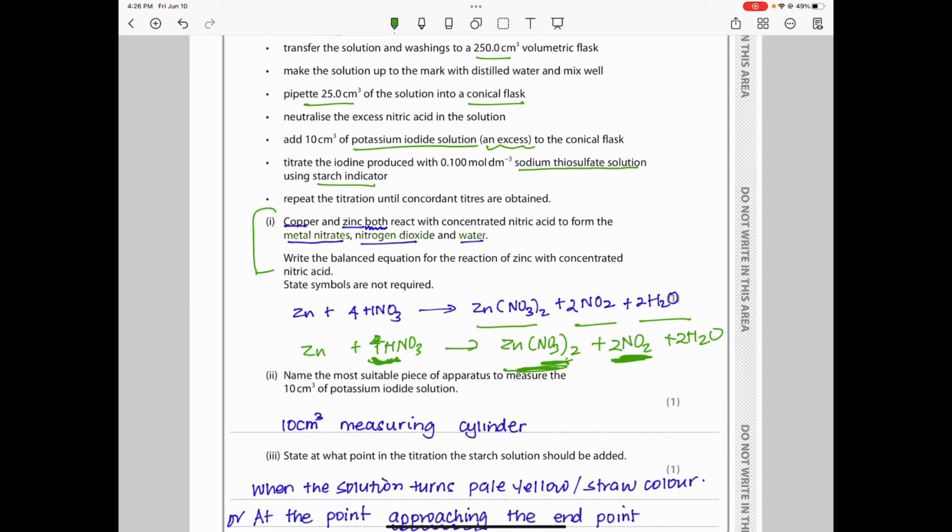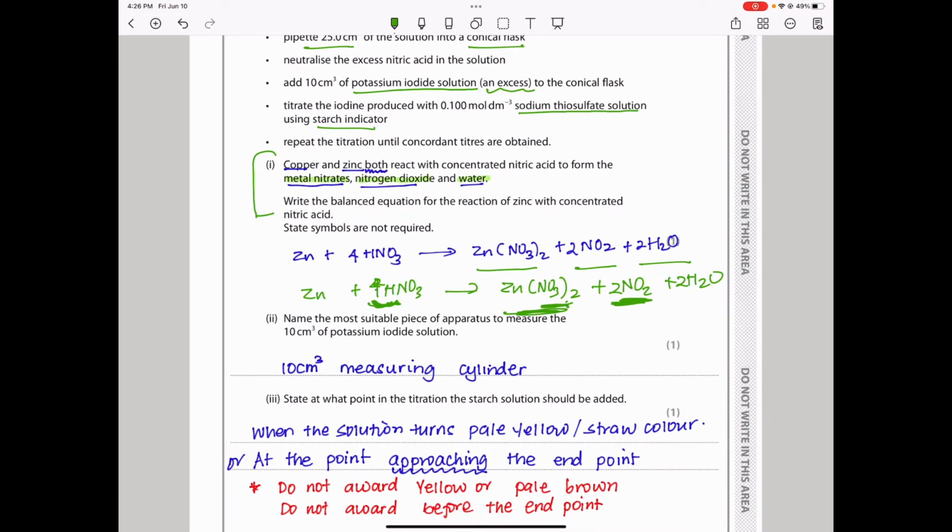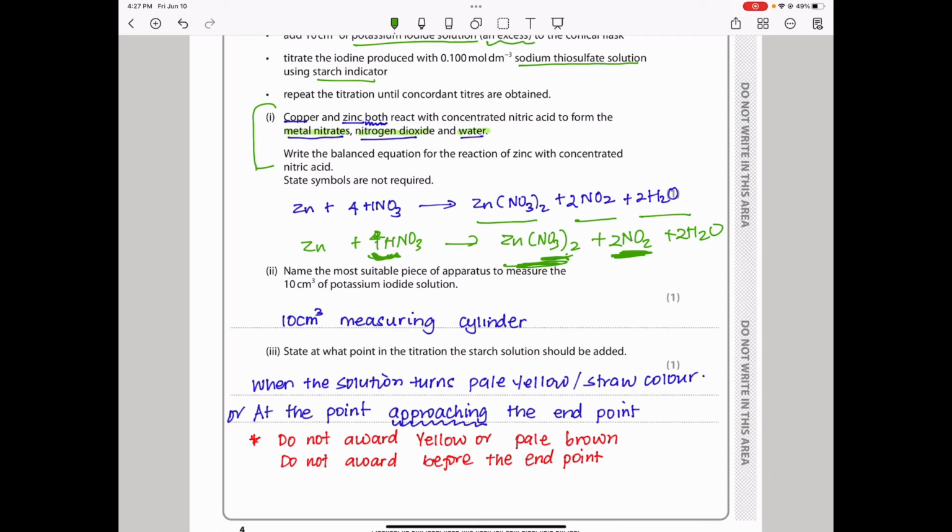Yep, it's okay. Next part says, name the most suitable piece of apparatus to measure the 10 cm³ of potassium iodide. Of course, it could be a measuring cylinder, which is 10 cm³. Next, state at what point in the titration the starch solution should be added.